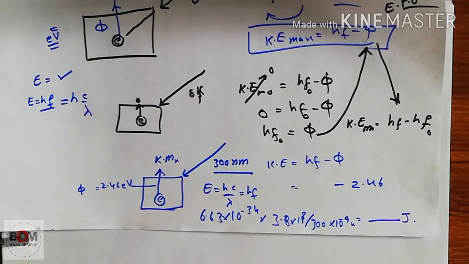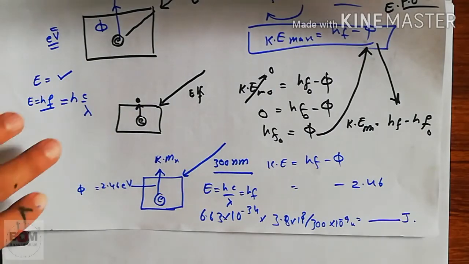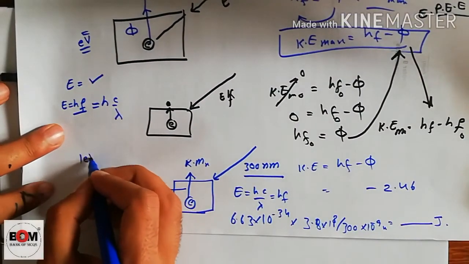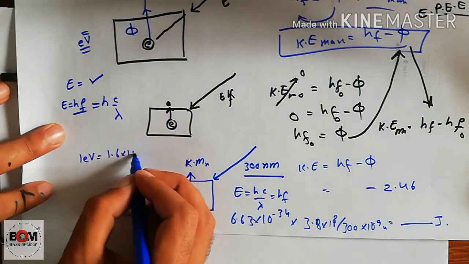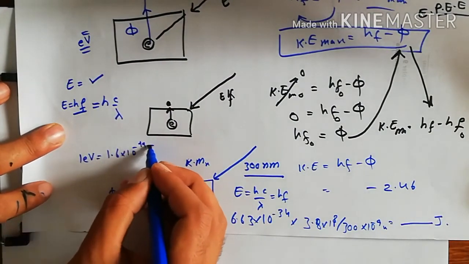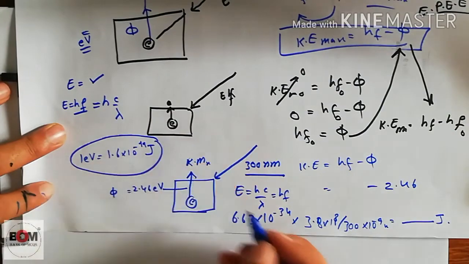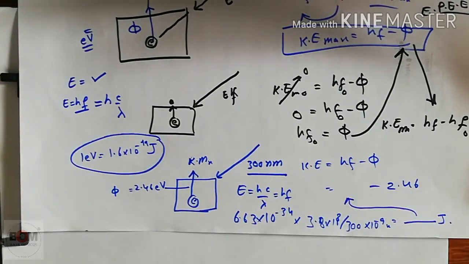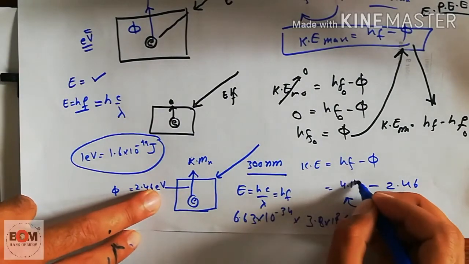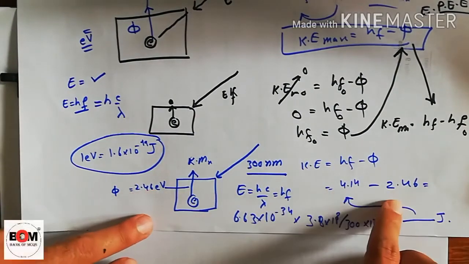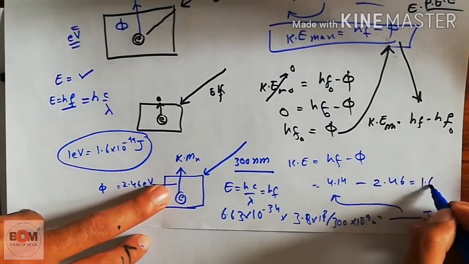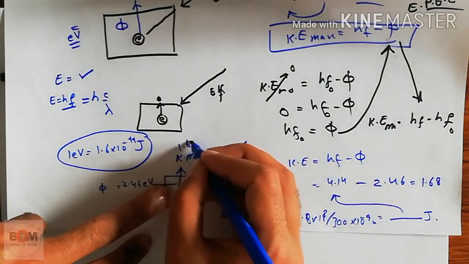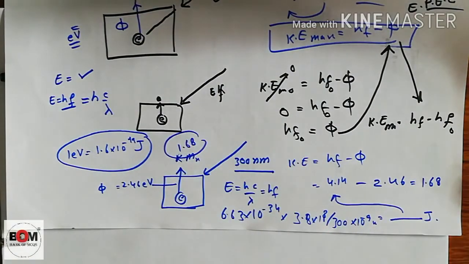Now we will convert this joule into electron volt, where we know that 1 electron volt is equal to 1.6 multiplied by 10 to the power minus 19 joule. Converting this joule into electron volt, in this case it is 4.14. So 4.14 minus 2.46 is equal to 1.68. So 1.68 is the maximum kinetic energy.